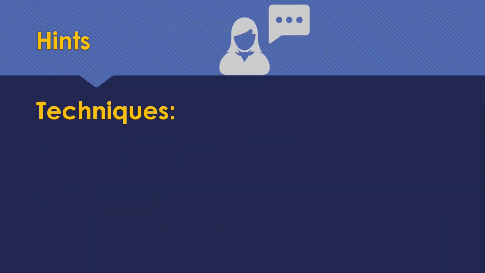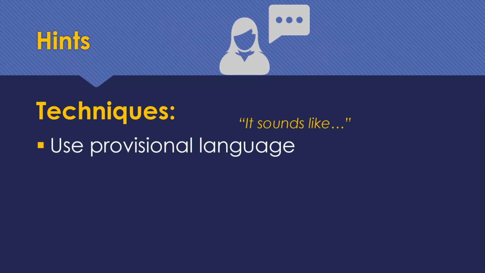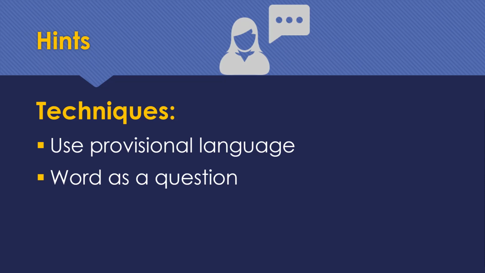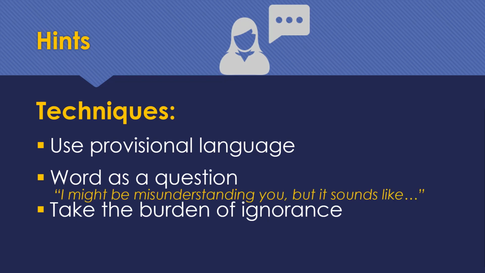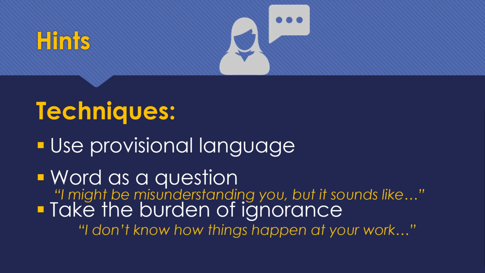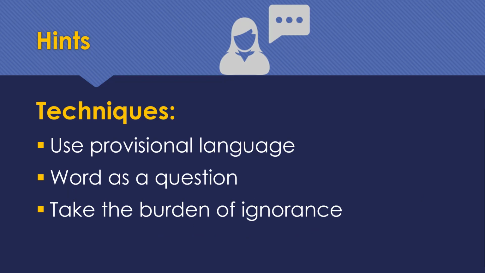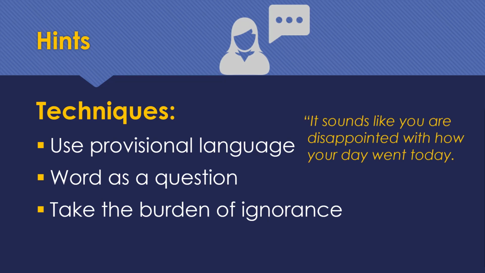Some techniques you can use include provisional language, like "it sounds like" or "perhaps." This gives your partner a chance to correct you. I find myself wording a lot of my paraphrases as questions, either directly or indirectly. "Are you saying?" Or summarizing what I think I heard and tagging on, "Is that right?" at the end. This gives the other person the opportunity to refine their original comments as a response to your question. And you can often take the burden of ignorance, allowing that you may not be correct in your paraphrase. "I might be misunderstanding you, but it sounds like," or "Of course, I don't know how things happen at your work." These techniques are not mutually exclusive. You can combine provisional language and questioning by saying something like, "It sounds like you're disappointed with how your day went today. Am I understanding you right?"